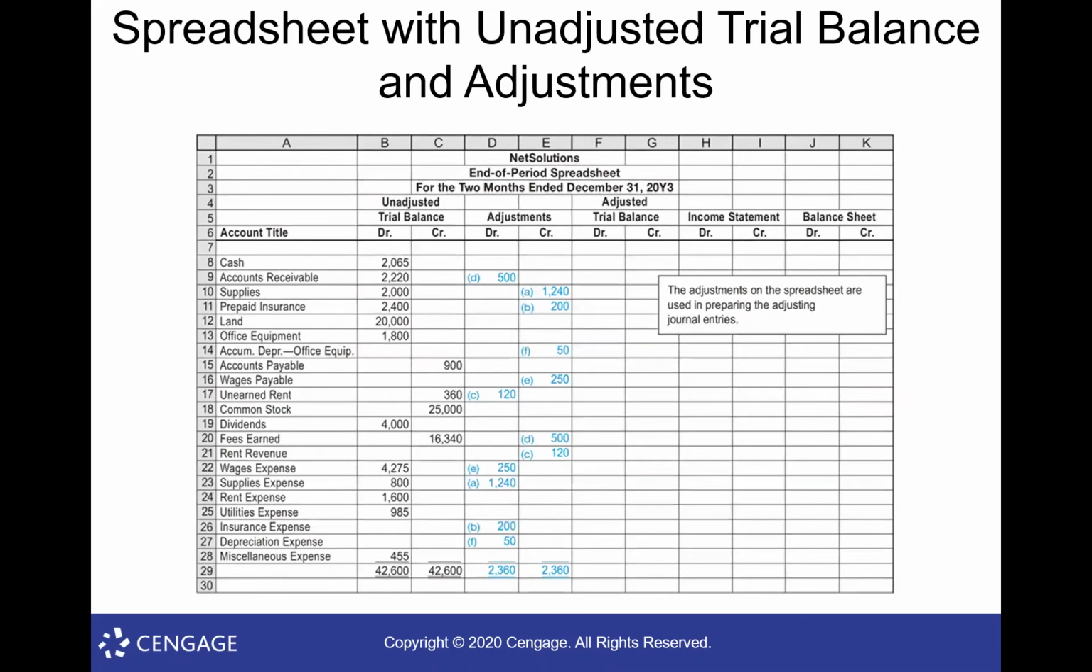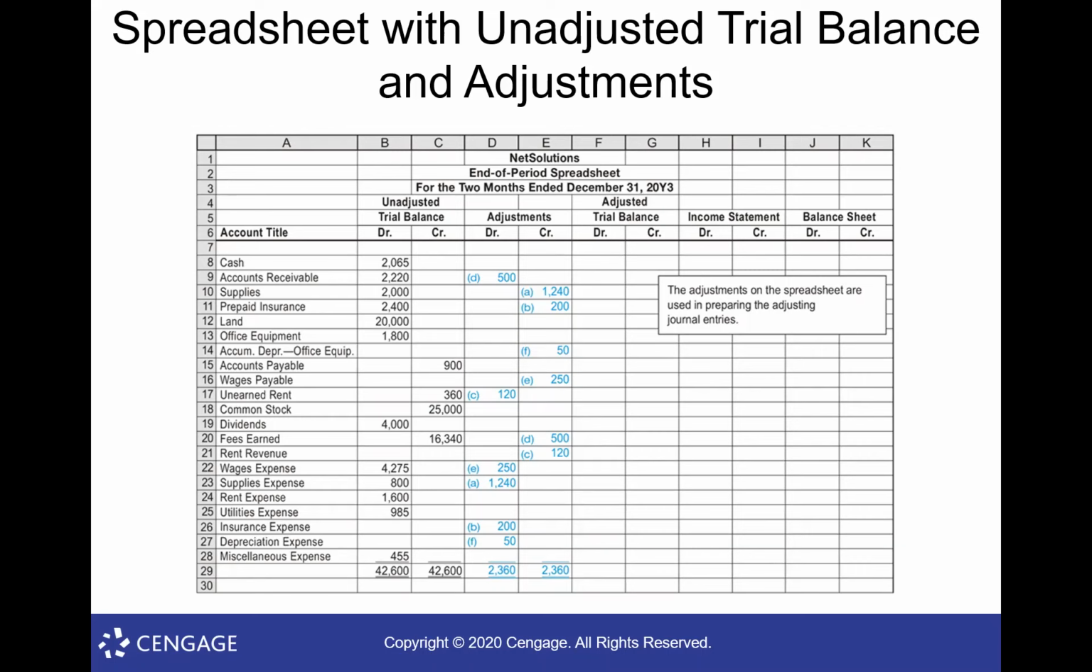Then we do our adjustment data and create the adjustments, just like we did in chapter 3. And then we can say, okay, so this has a debit balance of 2,065, no adjustment, so it's going to have a new debit balance of 2,065. This one has a debit balance of 2,220, a debit adjustment of 500. So what's going to be the new balance of this one? A debit of 2,720, right?